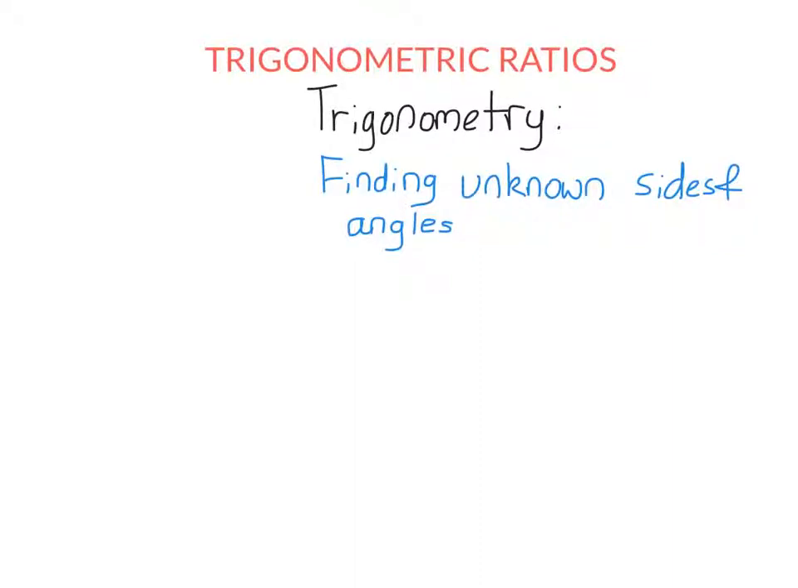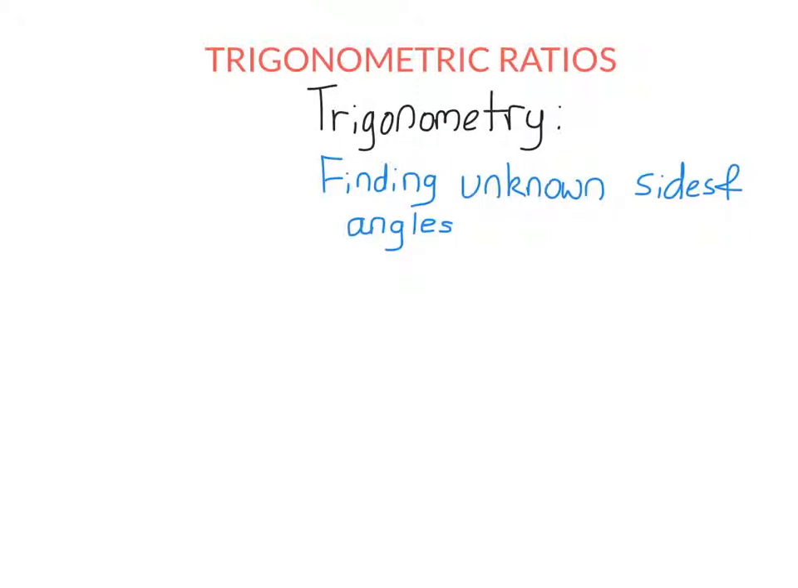Thank you so much for tuning in to this video on trigonometric ratios. So this is where we introduce trigonometry. So we've seen Pythagoras. Pythagoras is a way for us to find an unknown side in a right-angled triangle. Well, trigonometry is similar. We can find unknown sides and unknown angles in a right-angled triangle. It's just we use trigonometry and Pythagoras at different times.